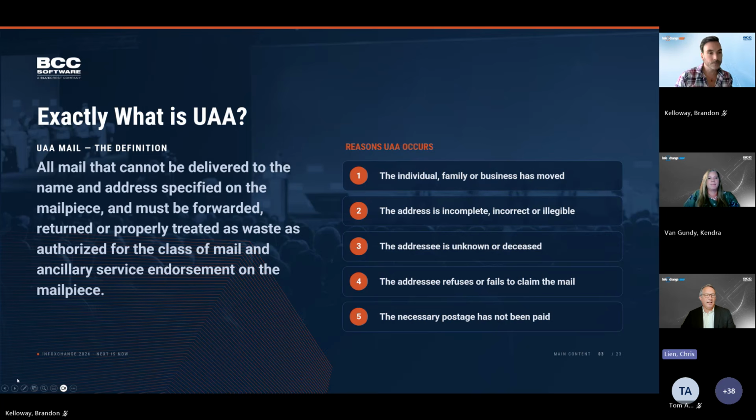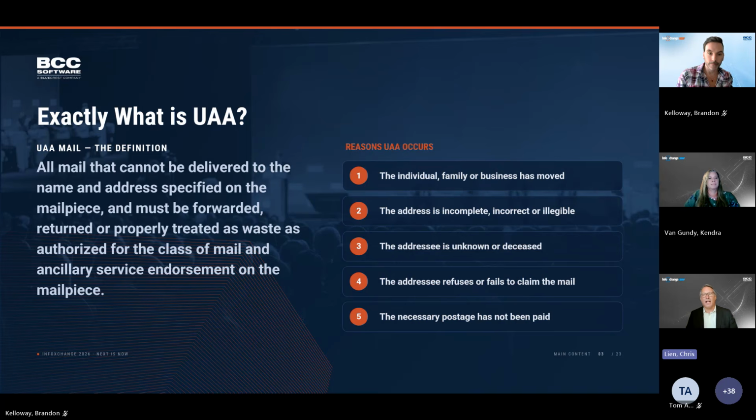And the key thing here, folks, is that the Postal Service should not be your address quality solution. Will they make their effort to try and deliver the piece? Of course. The person responsible for address quality and making sure that it's complete, correct, and current is you. You, the mail service provider, you, the mail owner, are responsible for that. And you have an opportunity with the technology and tools that BCC Software provides to be able to do that in the most effective manner.